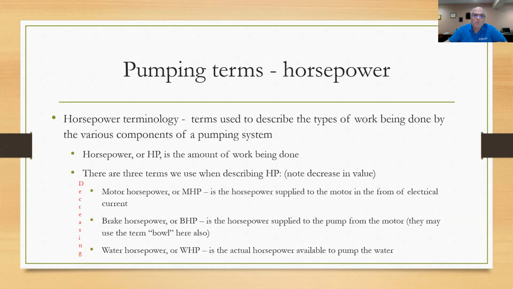We move from there downwards to brake horsepower, or BHP. It's the horsepower supplied to the pump from the motor. Sometimes they use the word bull horsepower there too. And then the last one is water horsepower, or WHP, which is the actual horsepower available to pump the water.